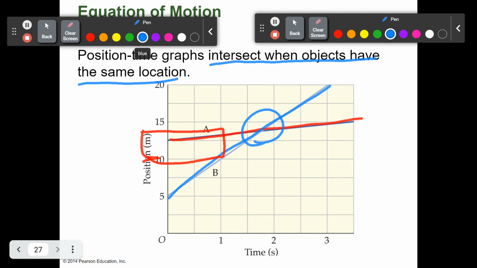Okay? It's kind of like when you solve systems of equations in algebra. You had two equations and you had to solve for x and y for both of them. A lot of times if you graph them, where they cross is where the two equations were equal to each other. So same kind of thing here. Where they cross is where they have the same position.